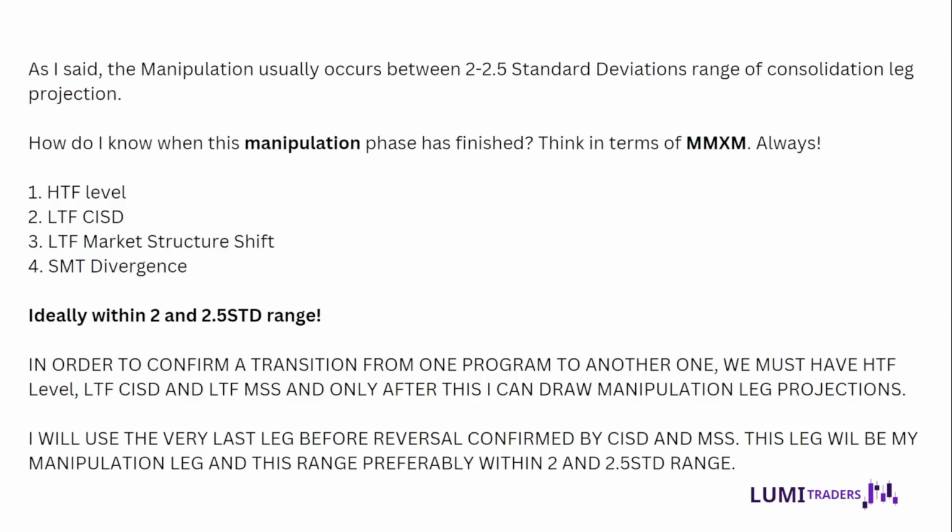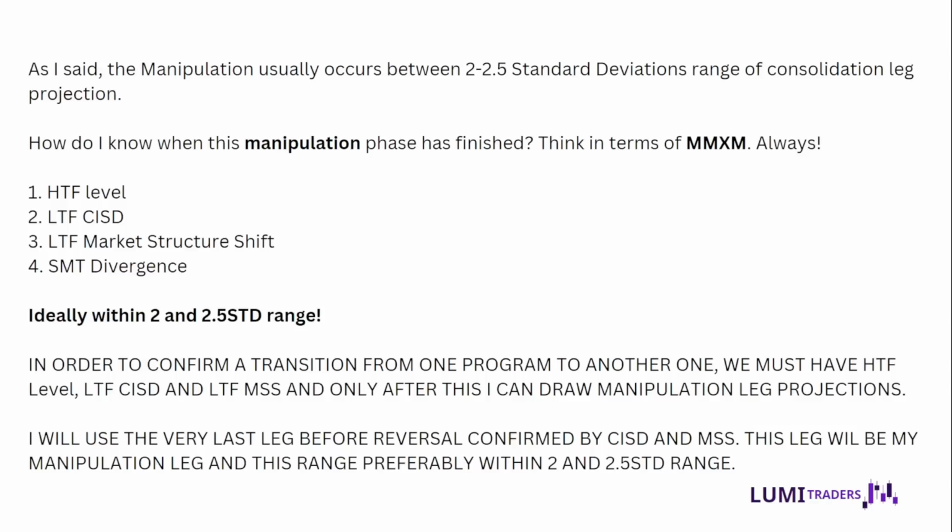We should find a lower time frame change in the state of delivery, a lower time frame market structure shift, and we can confirm this by SMT divergence. So ideally within the 2 and 2.5 standard deviation range. What do I mean by this? This means that I always want, not always, but I prefer to see the range between 2 and 2.5 standard deviation near a higher time frame level.